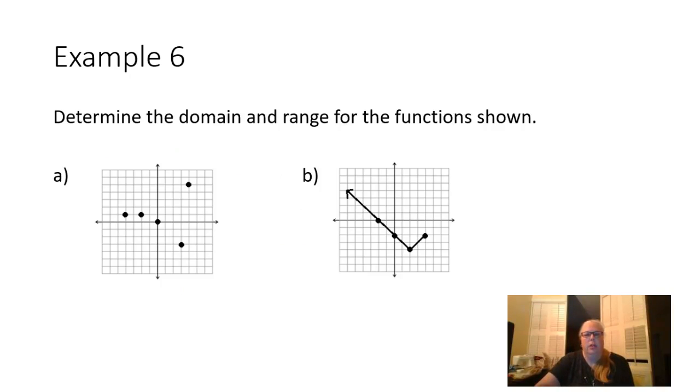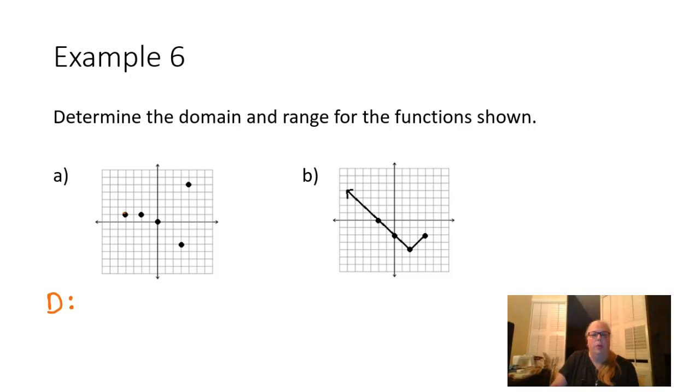Example 6. We are to determine the domain and the range for the functions shown in the graphs below. Alright, remember, the domain is just the list of the x values, and the range is the list of the y values. Now for A, we just have a set of points. So when I do my domain, I'm just going to have some x values listed. I'm not going to have to do this in interval notation. And normally when we do domain and range, we start, well, domain, we'll start the furthest to the left.